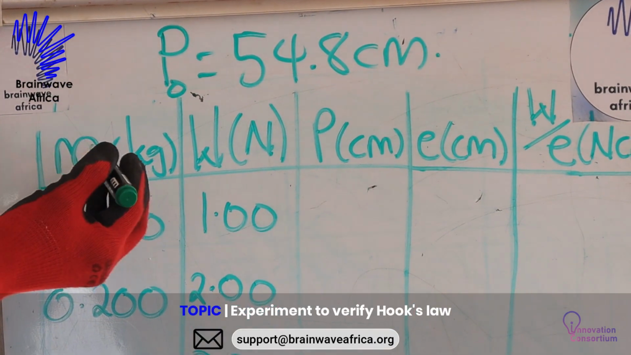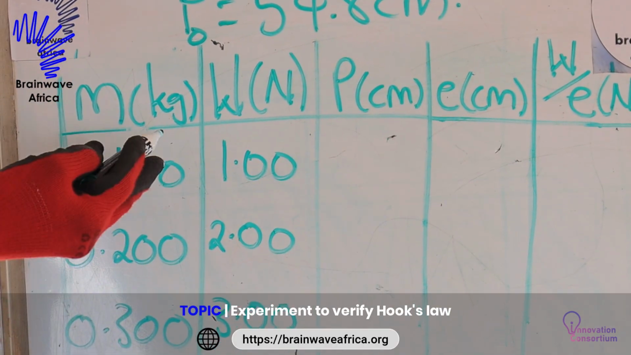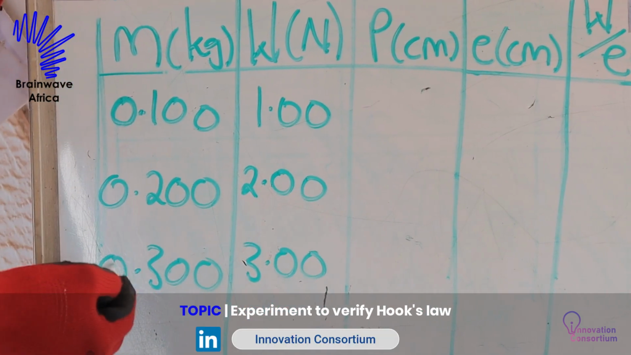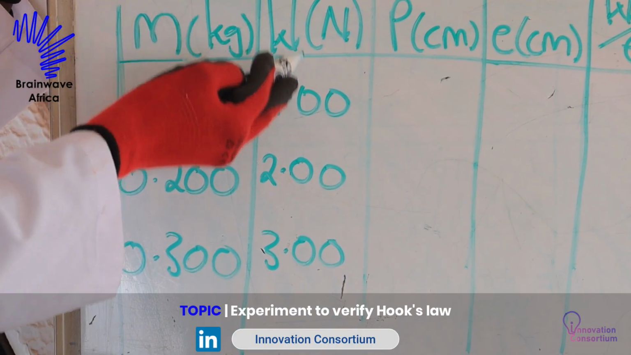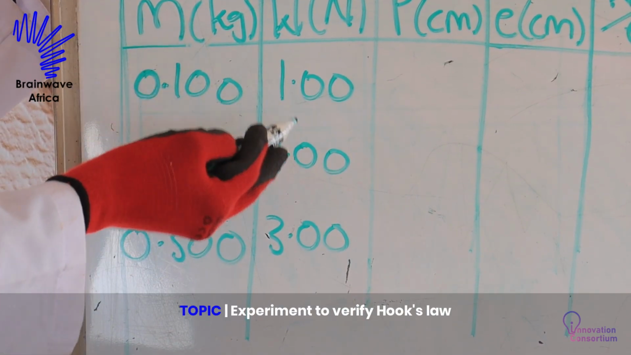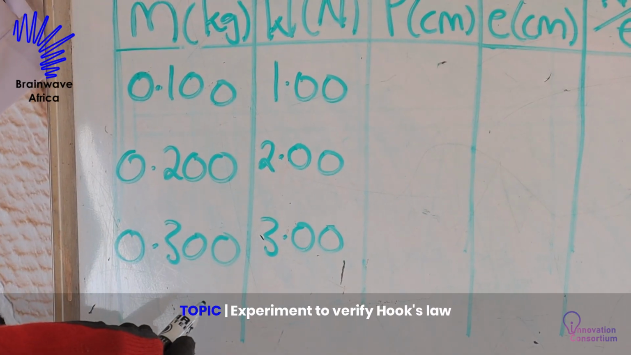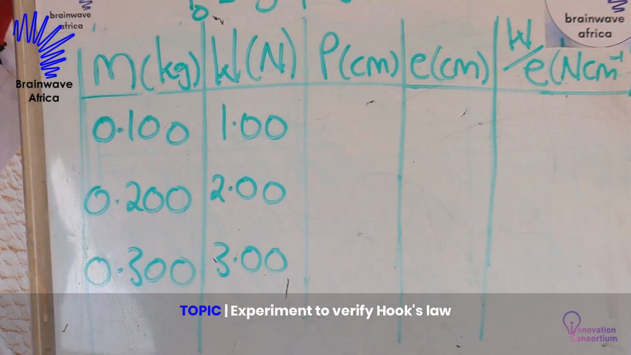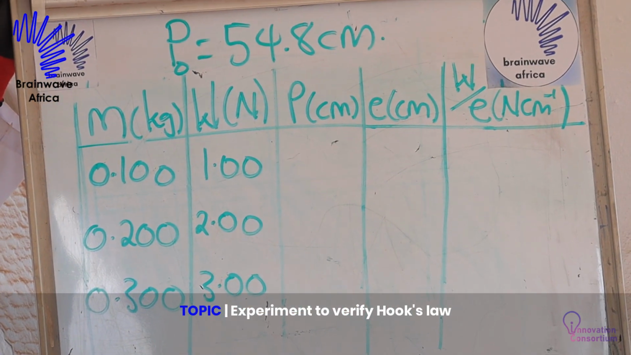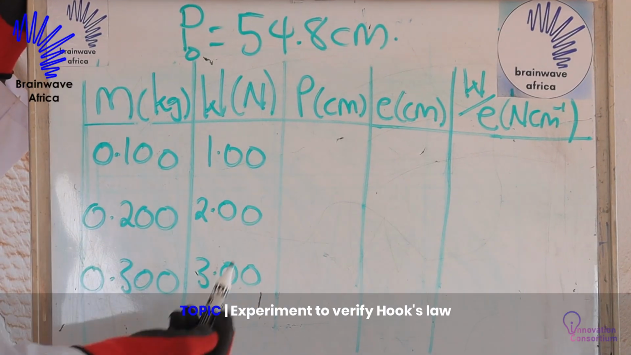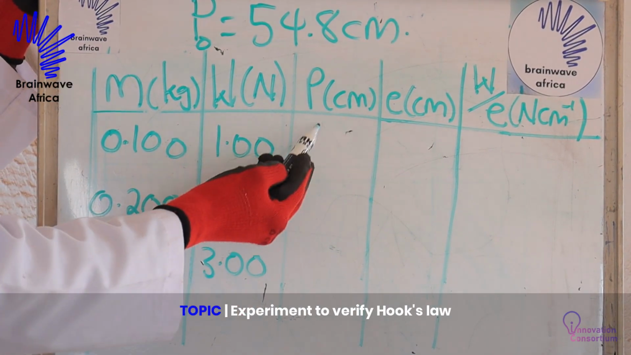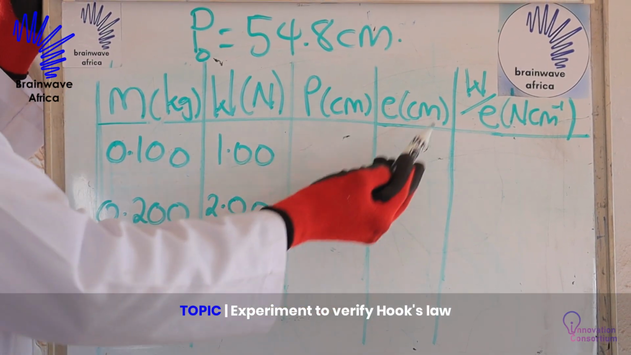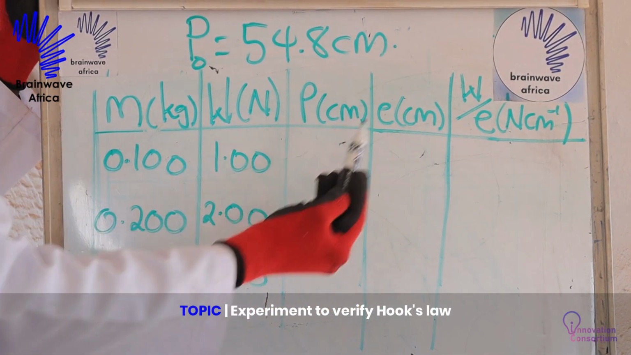So we have a table here. The masses, we are going to use three masses, mass of 0.1, 0.2 and 0.3 kilograms. The weight, as we can see, is 1, 2 and 3 newtons. For each of these masses, we shall get the new pointer reading. And for each of them, we shall calculate the extension, which is the difference between the new pointer reading and the initial reading. And then we shall get the ratio of the weight to the extension.